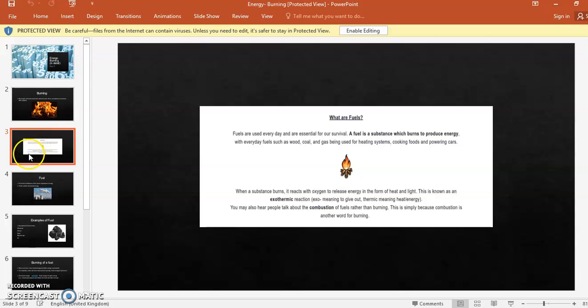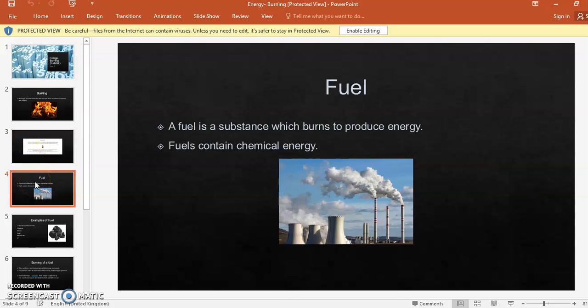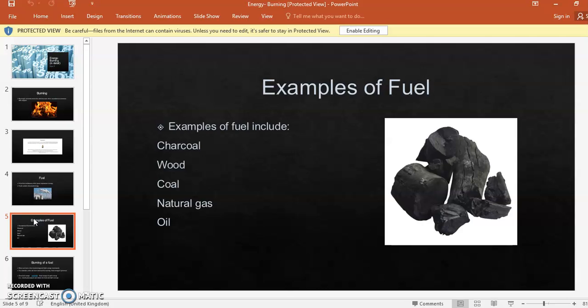Now see, we are going to talk about fuels. A fuel is a substance which burns to produce energy. Fuels contain chemical energy, and by the picture you can understand what fuels are. Now see examples of fuels. Examples of fuels include charcoal, wood, coal, natural gas, oil, etc.